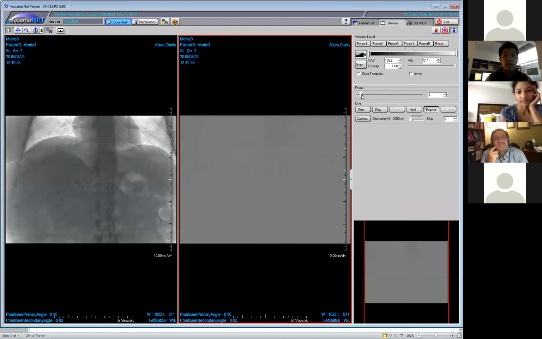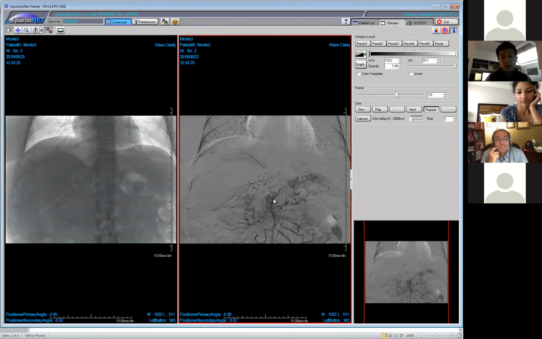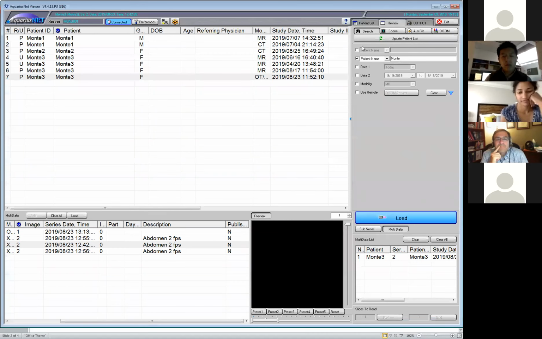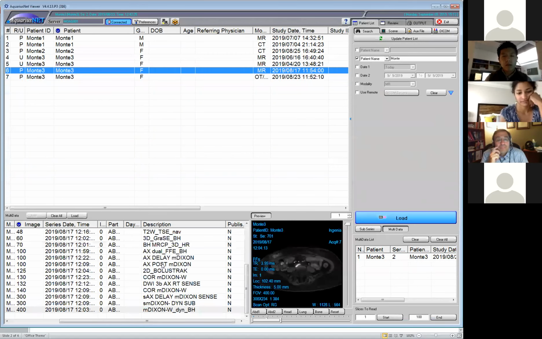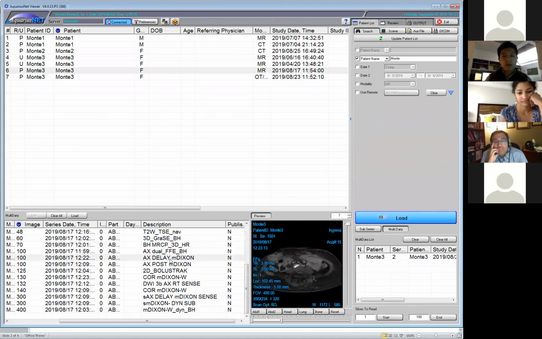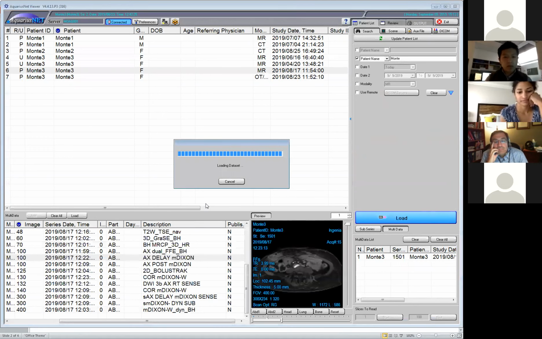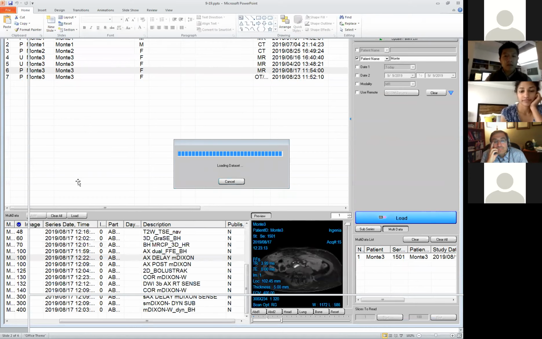but one thing they noticed that I missed on MR is that there's a small SMA aneurysm, and if you go back and look at the MR, we actually can see it. So it's there, if it ever loads. So while it's loading, let me just show you the stuff.